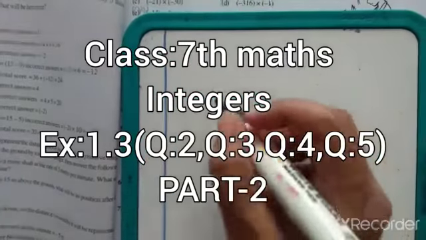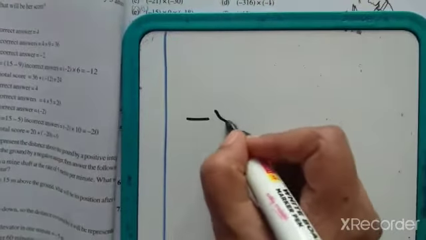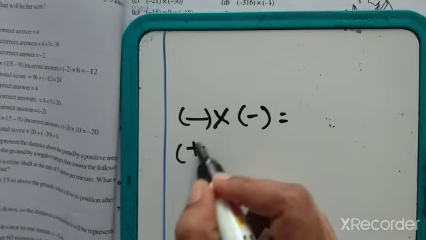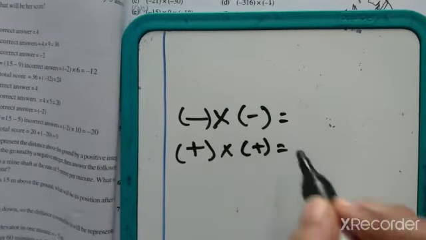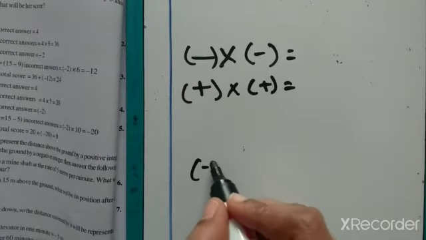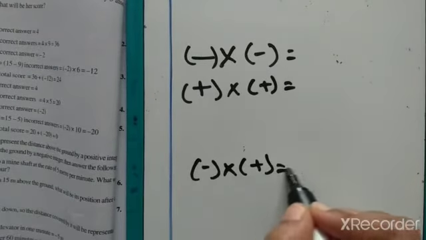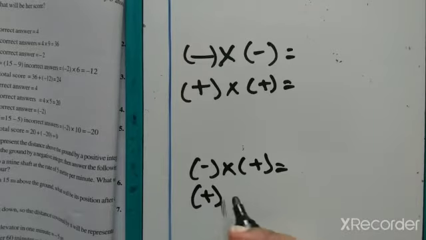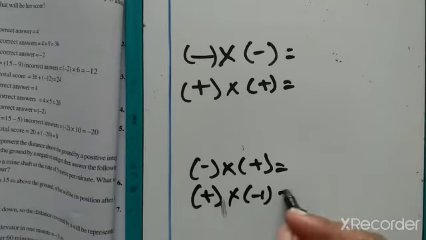Now multiplication of symbols. Same symbol: minus into minus. Same symbol: plus into plus. And here different symbols: minus into plus and plus into minus.